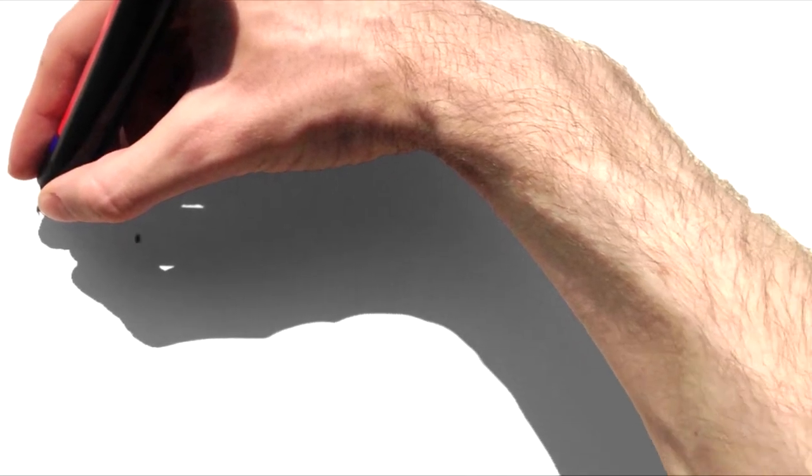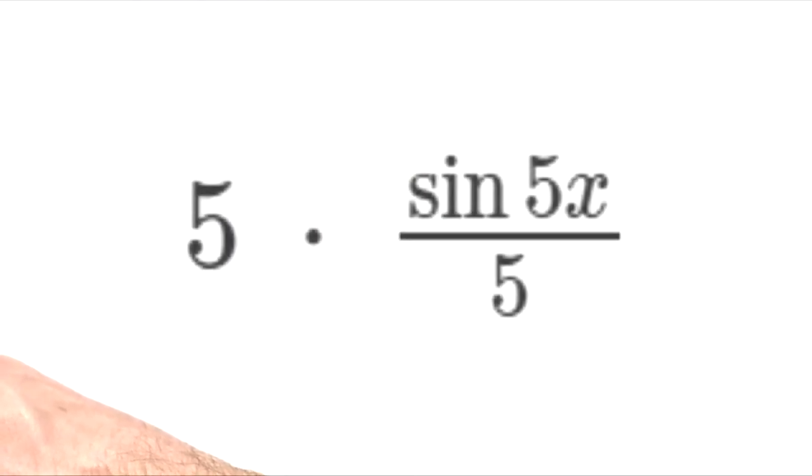Now we have 5 times sin of 5x over 5x. As you can see, the sin of 5x over 5x matches the theorem sin of x over x. So now we can say that the limit of sin of 5x over 5x is equal to 1. Now we write it as 5 times 1, which is then equal to 5. There you have it. The limit of sin of 5x over x as x approaches 0 is equal to 5.